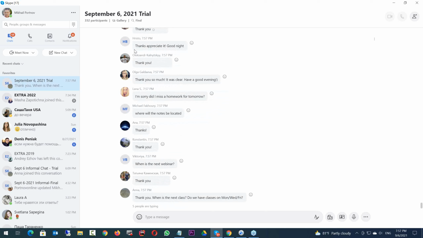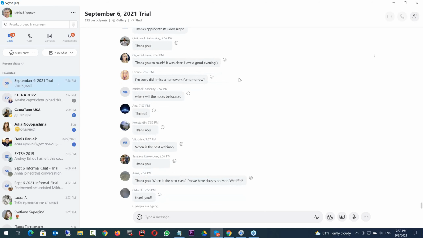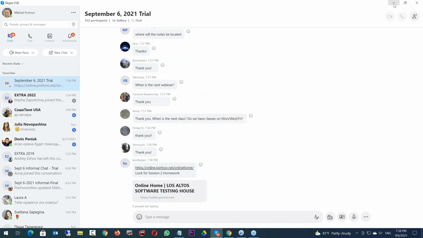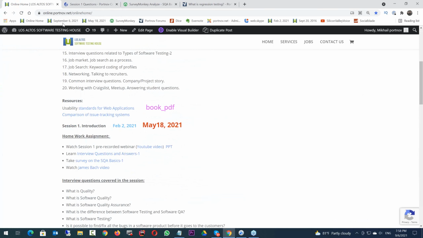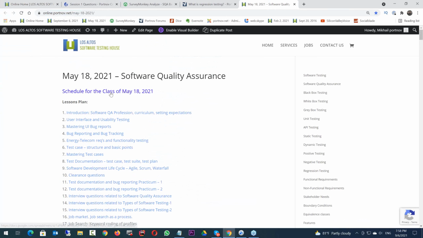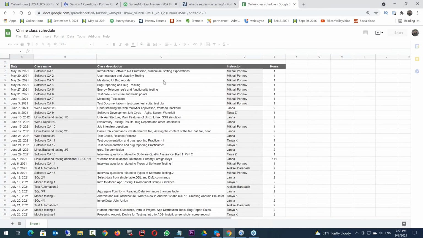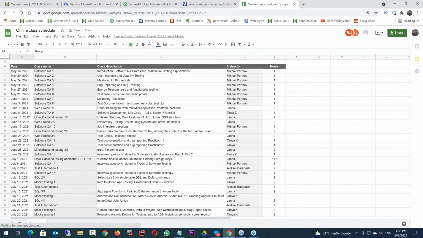Okay. When is the next class? Do we have classes on Monday, Wednesday, Friday? You guys will have a detailed schedule. Let me show you how it looks. So we go to the previous class, which just ended. Look at that. It has a schedule. When I go to that schedule, it goes day by day and covers pretty much what is in that class, in that session. So you will have the same thing.